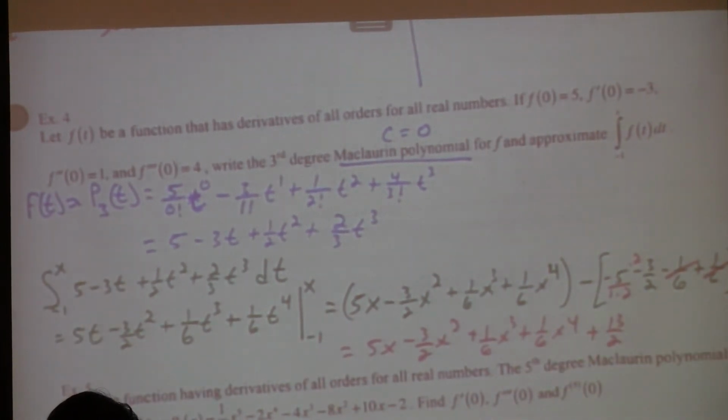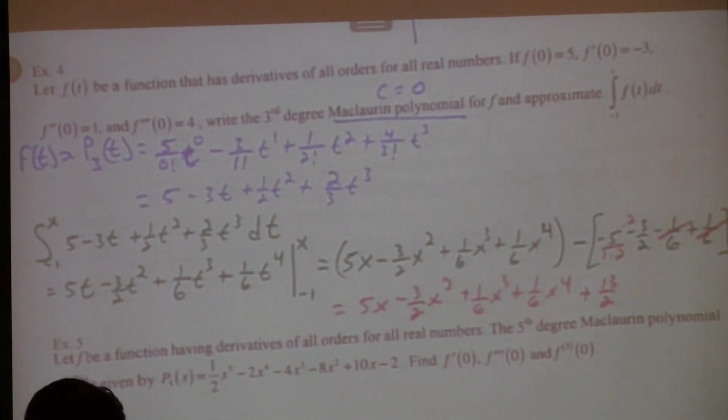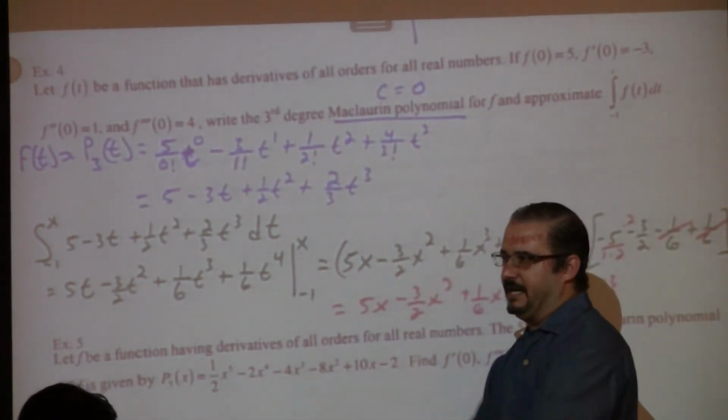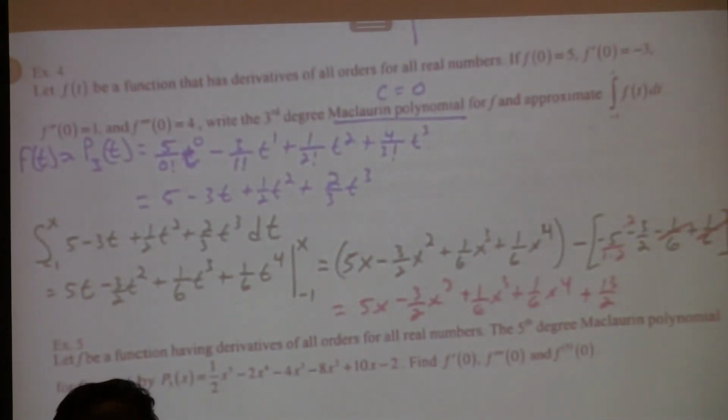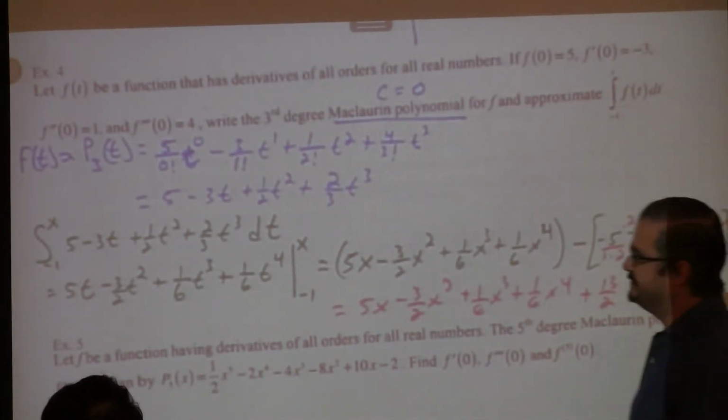Cool? So they're combining the new idea of Maclaurin and Taylor polynomials and asking you to do stuff with them, like I told you yesterday. Integrate, derive, take the limit, anything you've done before, but now with these things. Good? We'll stop there. Alright.